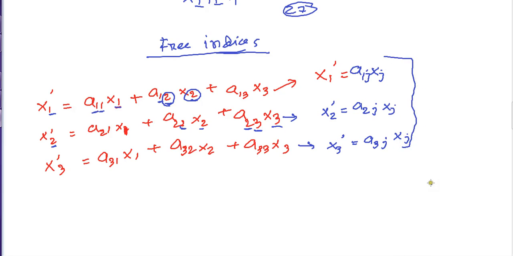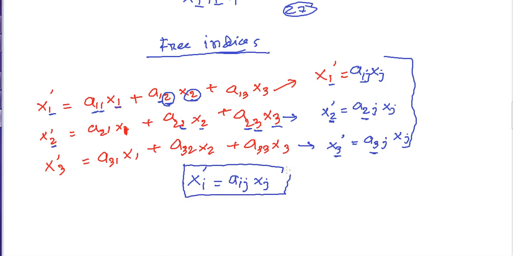Say for example here, we can write down the three equations. We know the first index of a is the same as the index of x, so it's 2 here, 2 here, 3 here, 3 here. So we can write down here xi prime equal to aij xj, right? So this is the most shortened or most compact form of the above three equations.